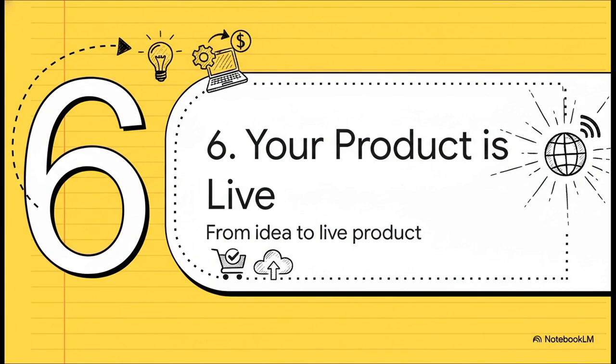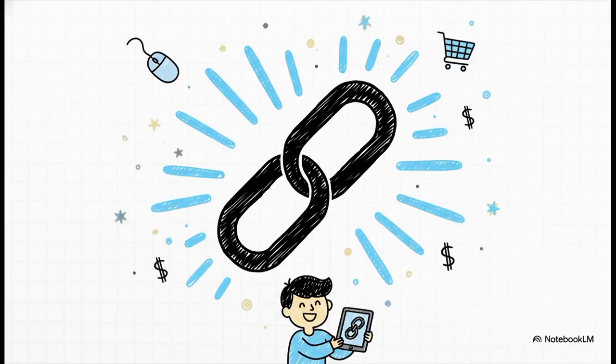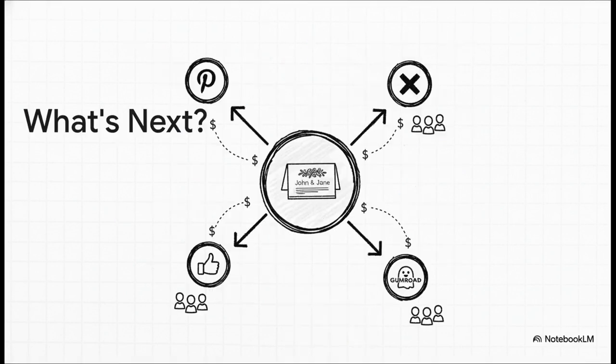You've followed the process and you've turned a simple idea into a real functioning online product that people can buy. And boom, it's done. You have a link, a real link. You can share it. Anyone in the world can click it and they can use it to buy your product. You are officially a digital creator. Congratulations. But the journey doesn't stop here, right?